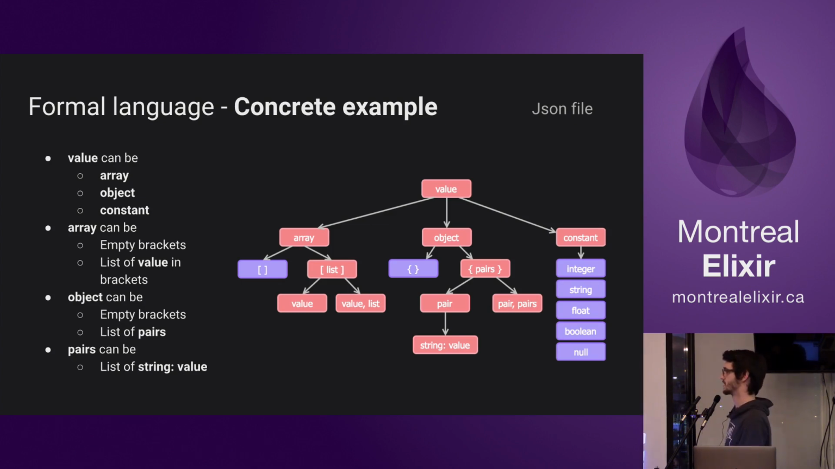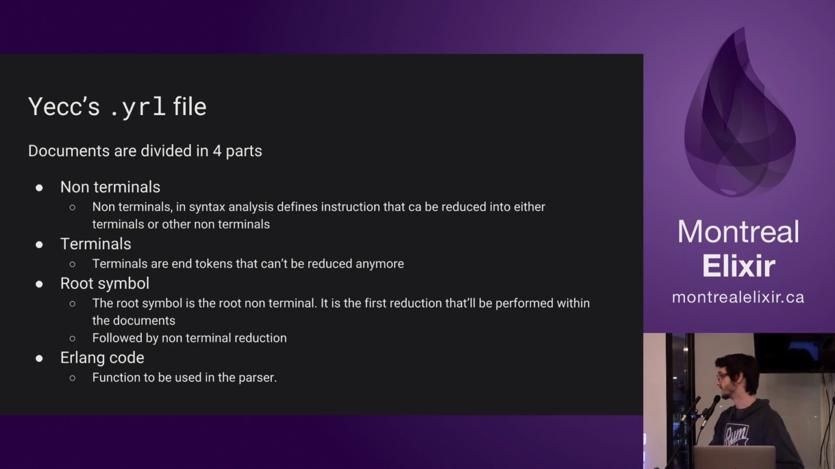And we have the array, which is either an empty array or an array that has a list, which is a value, or a value, comma, another list. So this is for our JSON example.